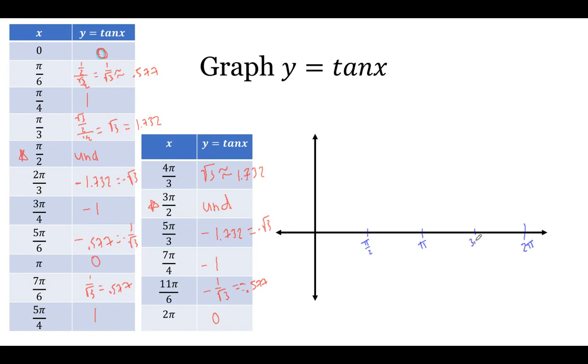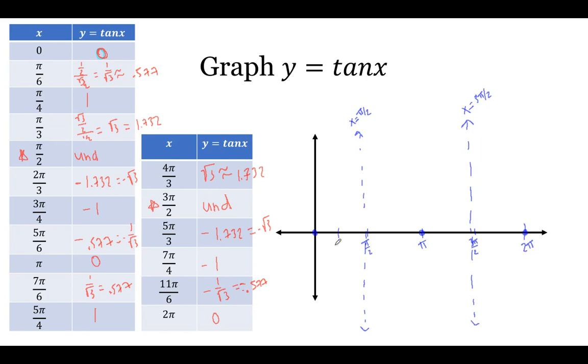Here's 3 pi over 2. Aren't those where my asymptotes are? Ooh, look at that. There's an asymptote at x equals pi over 2. It was undefined there. Here's another asymptote at x equals 3 pi over 2. It was undefined there. It was 0 here, and here, and here.